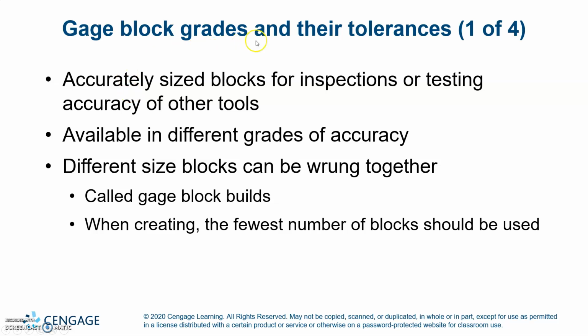Gauge block grades and other tolerances. Gauge blocks are accurately sized blocks for inspection or testing the accuracy of other tools. They are available in different grades of accuracy. Different sized blocks can be rung together, called gauge block builds. When creating a build, the fewest number of blocks should be used.